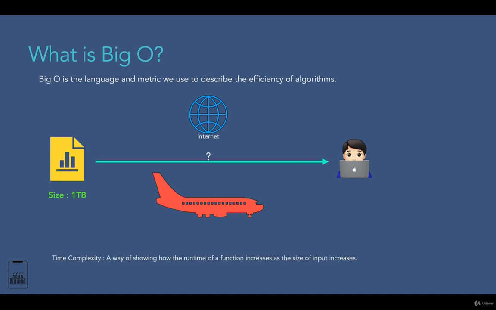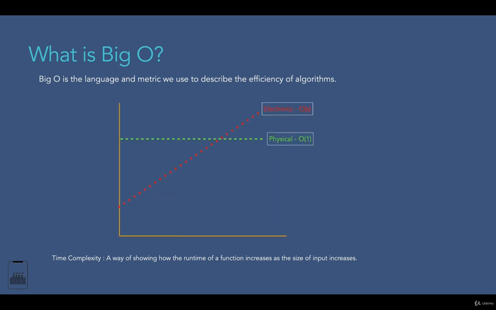It's a way of showing how the runtime of a function increases as the size of input increases. So if we come back to our example of transferring a file to a friend, we can easily see that in terms of time complexity, electronic transfer is increasing linearly as the file size increases. So as the file size grows, the time needed to send this file to a friend increases linearly. But in case of physical delivery, as the file size increases, the time remains constant. So it doesn't matter if you are taking a 1 terabyte file or a 1 GB file, the flight time is constant. So you can see it from this graph easily.